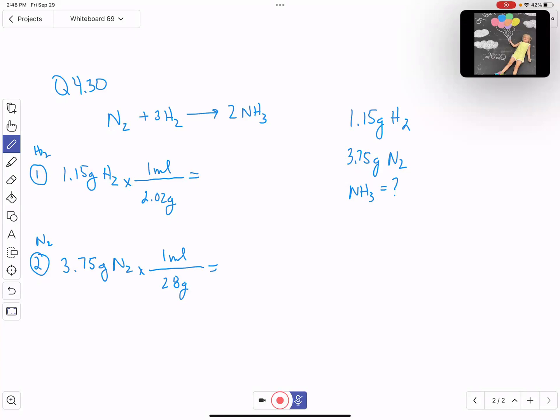1.15 divided by 2.02, like 0.569 moles of hydrogen. Do the same thing with nitrogen, 3.75 divided by 28. I get 1.133 moles of nitrogen. So this is where we started the problem in class, right?